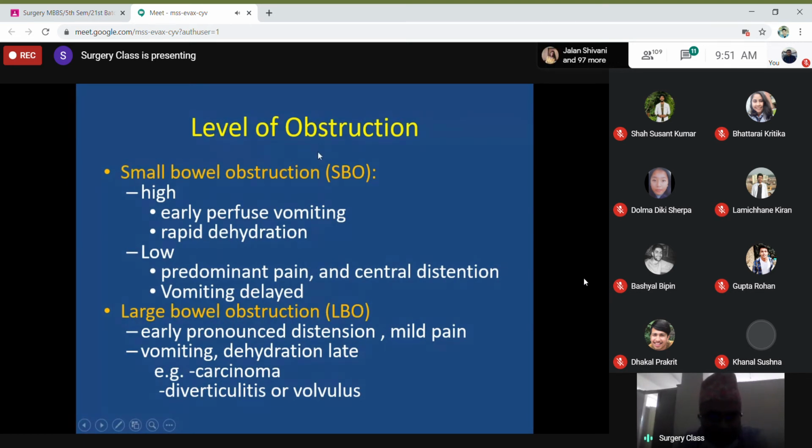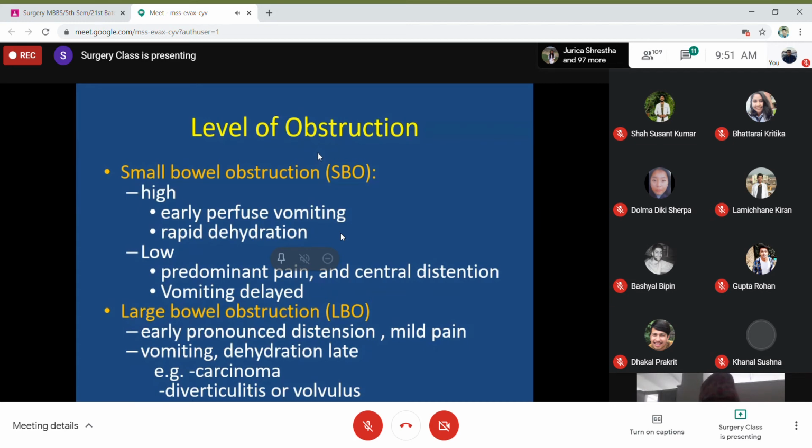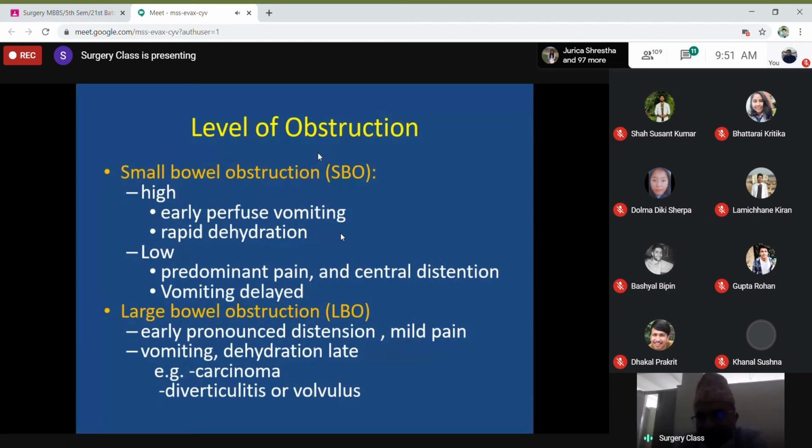Okay, now another important concept you need to understand when we are talking of intestinal obstruction is to identify the level of obstruction. As you remember the anatomy of the GI tract, it is around 5 to 6 meter long tract. There are different parts like small bowel and large bowel, that are also divided into different parts. We have to understand at what level the obstruction is occurring, and based on that, our surgical management will vary. By some clinical symptoms and signs, we may be able to distinguish whether the obstruction is at the level of small bowel or large bowel.